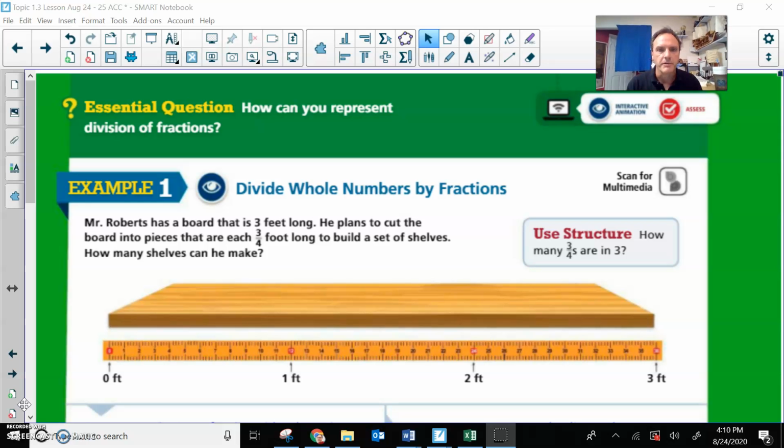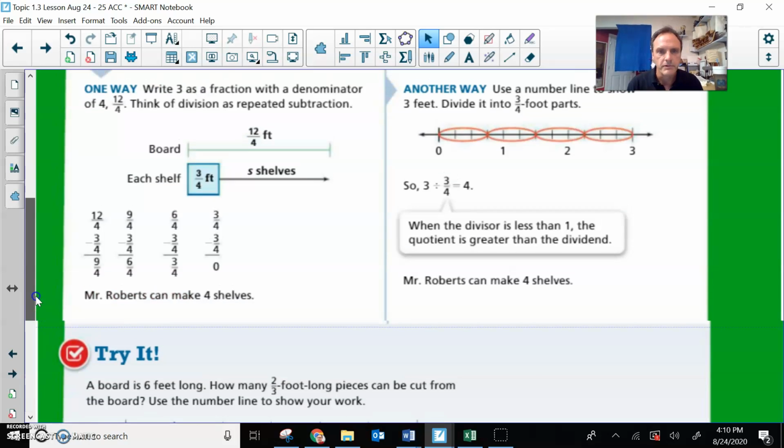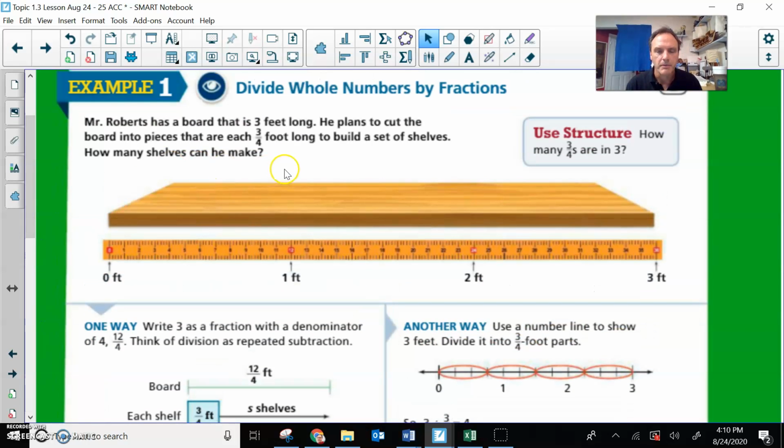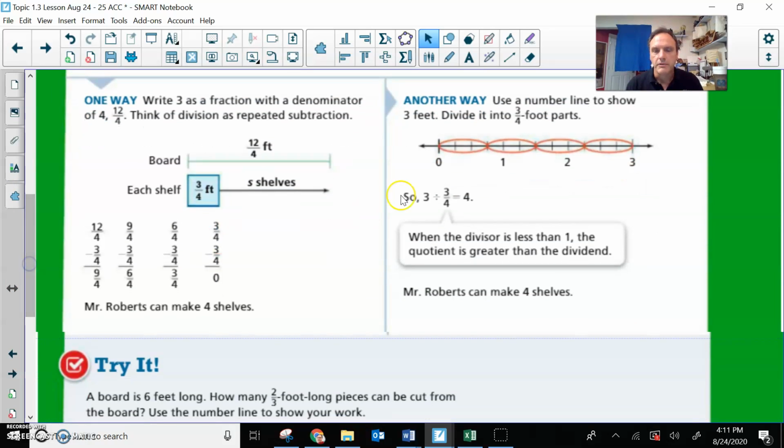So on this page out of your book right here, we see example number 1. And this is page 32. So in our problem here, we have a 3-foot long board, and this person, Mr. Roberts, is cutting that board into pieces that are 3/4 of a foot long. So we have to kind of measure out 3 feet here. We see the meter stick or yard stick here, and we want to measure out 3/4 foot long pieces, and this is a pretty good example of how we would do it on a number line.